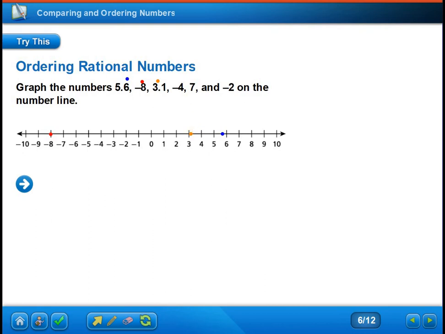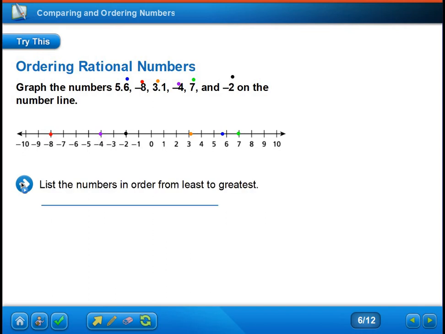And then we have negative 4. And then we have 7. And then we have negative 2. Okay, so even though we have decimals, we still graph the numbers on the number line. Since we don't have the number line broken down into decimals, we couldn't do it perfectly. We did our best, okay?